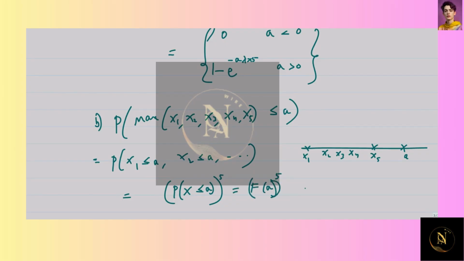That's it. But what is F of a? Again, we already have F of a. It is 0 when a is negative. Now it is 1 minus e power minus a lambda, whole power 5, when a is positive. That's it.